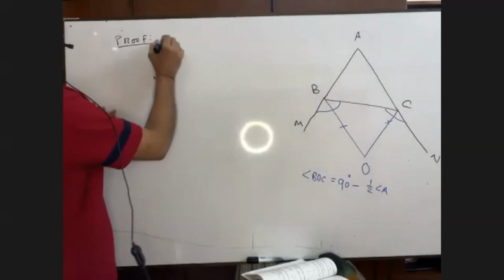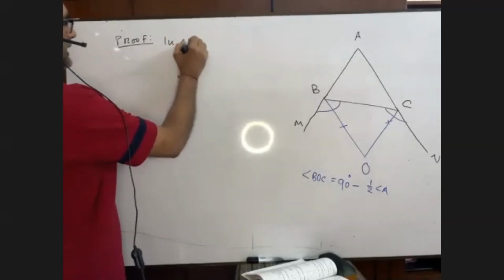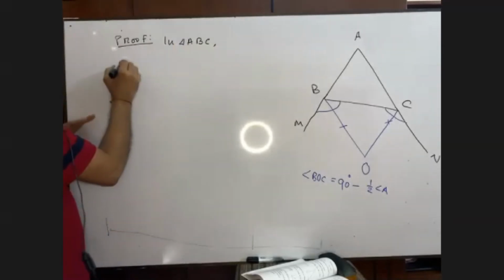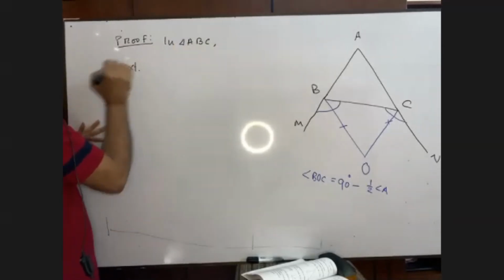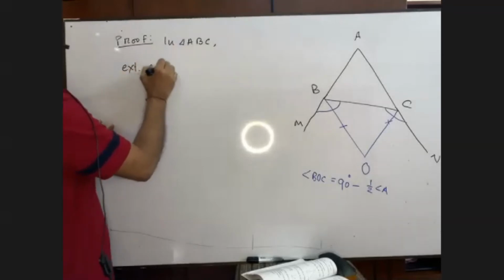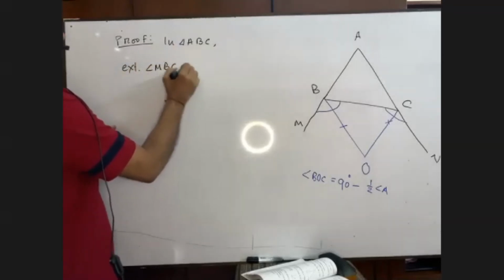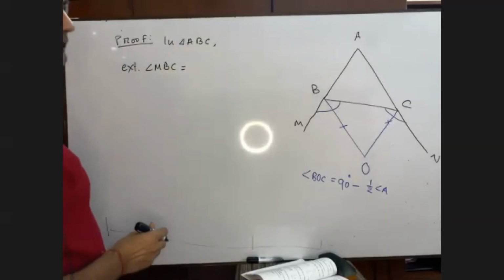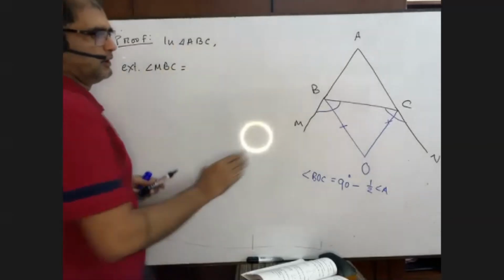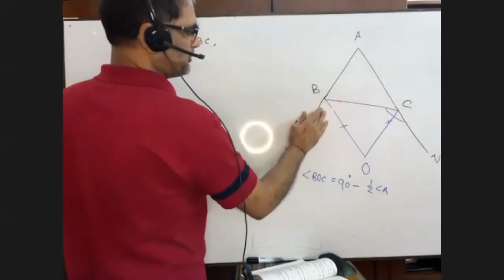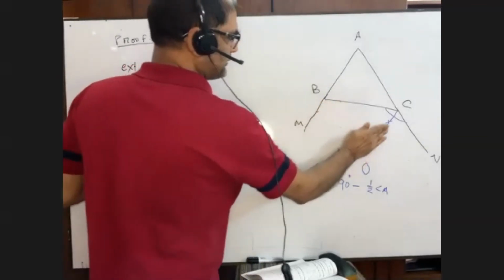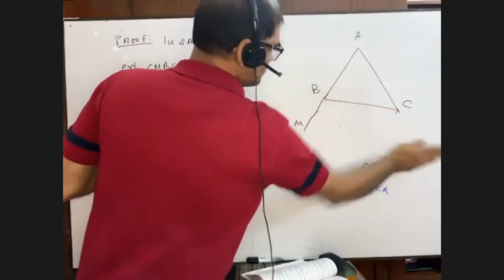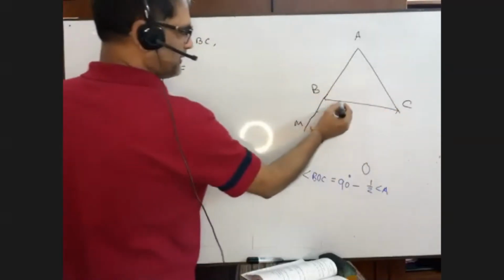Okay, you write down. In triangle ABC, exterior angle MBC. MBC is an exterior angle. Please pay attention. Are you getting me? Yes, sir. Suppose this is a triangle. It is not given. Suppose this is not given. So this is now an exterior angle.